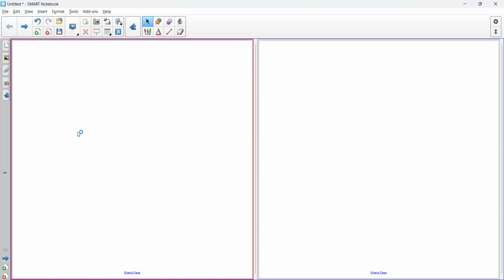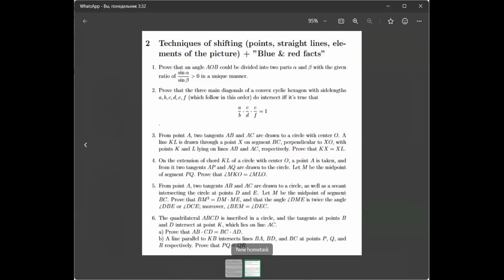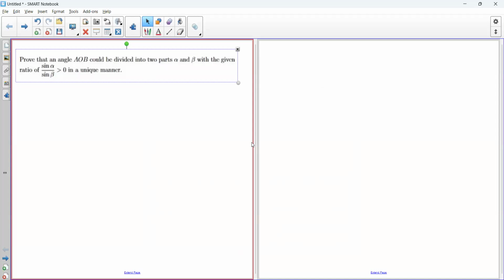What's happening? Yeah, hopefully now you should be able to see everything, right? Demonstration task.